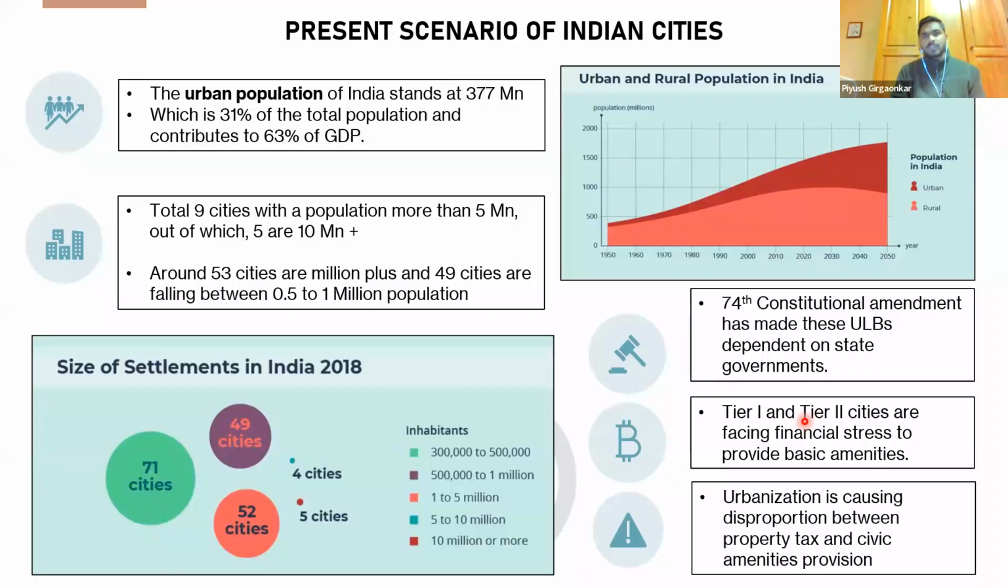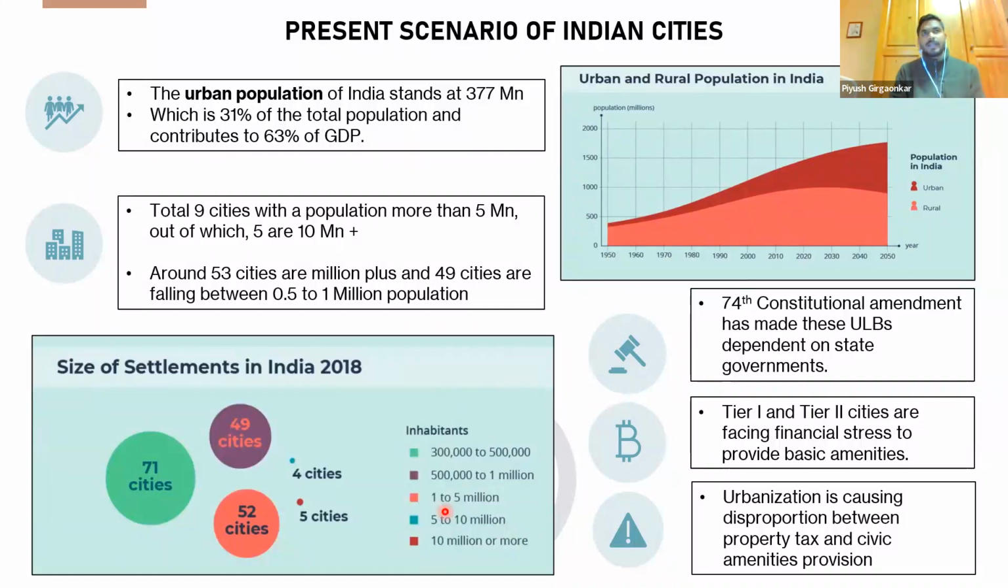And urbanization is also causing disproportion between property tax and civic amenities provision, like I said. When we come down to an individual or a household unit from this population perspective, we have to take into account things like property tax and even provision of civic amenities. So this looks like a disproportionate affair in most of the Indian cities.